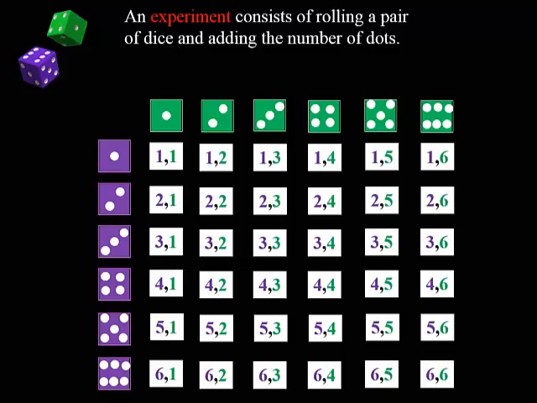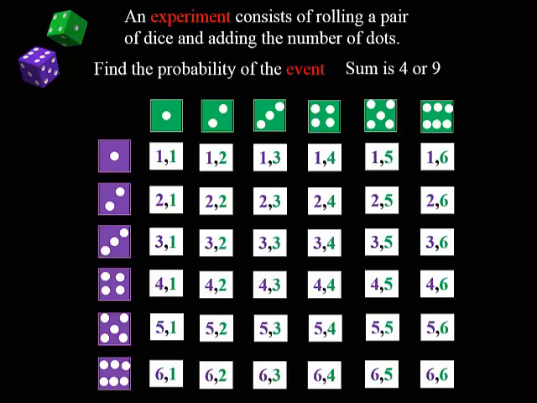Now, let me show you a different one. We're rolling some dice. We've done this one before. Here's all the ways that the dice can land. And we want to know the probability the sum is 4 or 9. Now, since we have everything laid out before us, we can just go down the line. Is the first one the sum 4 or 9? Well, 1 plus 1 is 2. That's not a 4 or a 9. So we can take that one out.